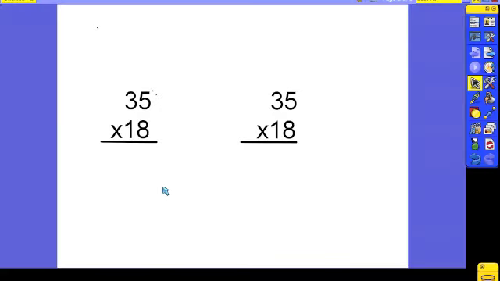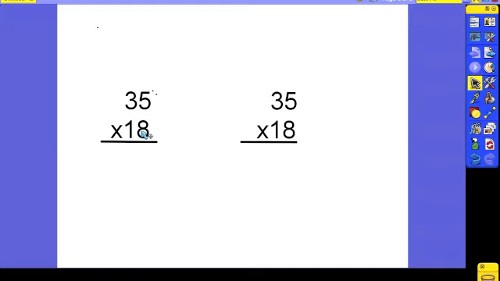Hello, Year 5. We've been playing around with multiplication this week, and we've been looking at different ways that we could do a question like 35 times 18, or any double digit by double digit multiplication. So I wanted to run a quick video by you so that you could see how we were doing it in class and have an opportunity to practice and show your parents at home as well.